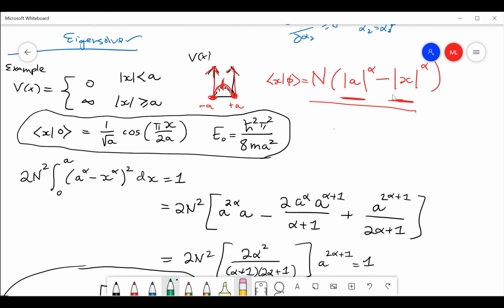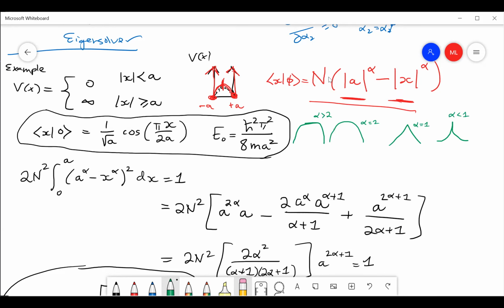And again, this trial wave function just changes the shape of the hump. If it's like a parabola, then alpha is 2. If it's got a cusp like this, that would be alpha equals 1. If you make alpha even smaller, it'll start being really cuspy. And if you make alpha even bigger, it'll be really flat at the top. So you're just changing the shape of that hump.